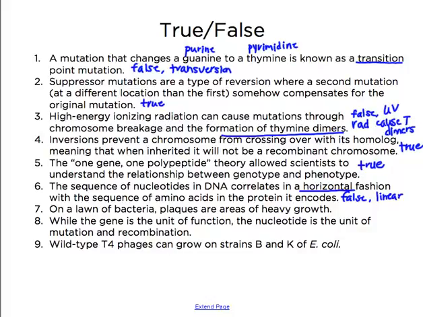Okay? For statement 7, it says, on a lawn of bacteria, plaques are areas of heavy growth. Now this is also false. A lawn of bacteria means that the whole plate is heavy growth, and plaques are actually areas of no growth or lysis by a bacteriophage. So we could say, underline that as the false part, and we could say no growth.